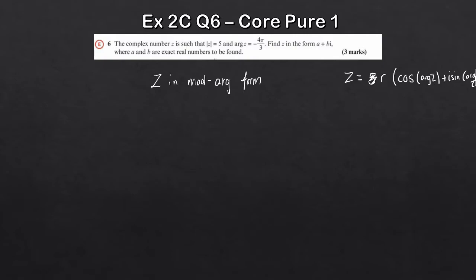So we've got the argument, that bit's easy. We've got that there. And then the r is just a bit at the front. So our complex number, we can just write this as z equals 5, because that's what it is for our question here, cos the argument is minus 4 pi over 3, so we just literally put that in, minus 4 pi over 3, plus i sine minus 4 pi over 3 again.